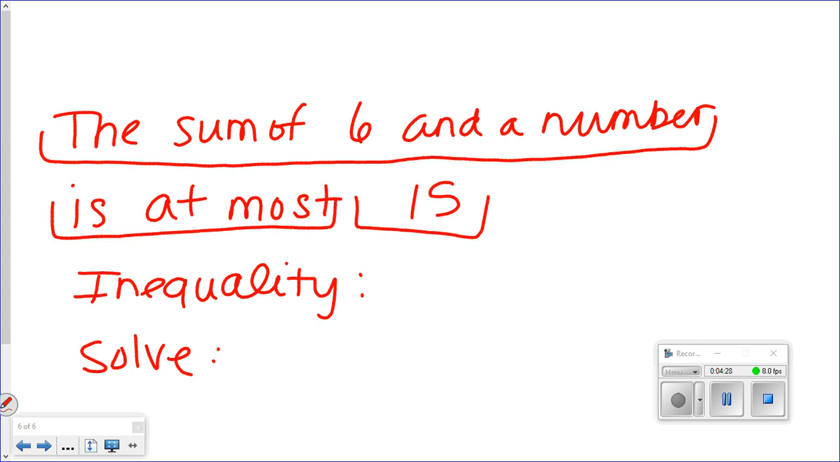Anybody want to share what your inequality looks like? Elena, what does your inequality look like? Perfect. Is that how yours looks? Okay. Now when you solve, what are you going to get for an answer? Anybody want to share your answer when you solve it? Bella, you know? N is less than or equal to 9. Yep, it's got to be written like that.